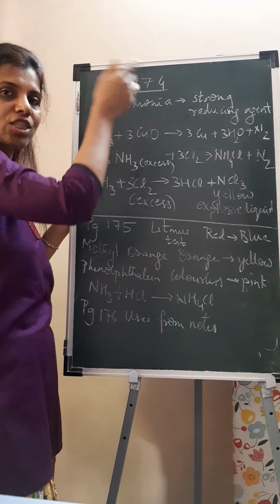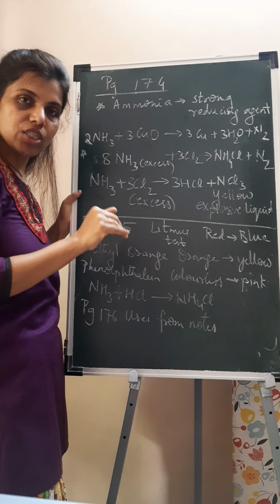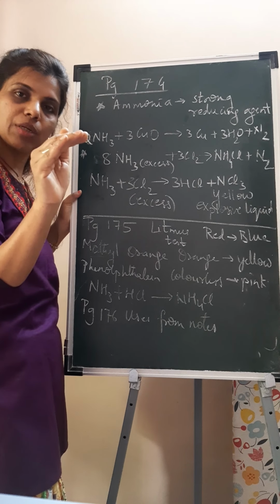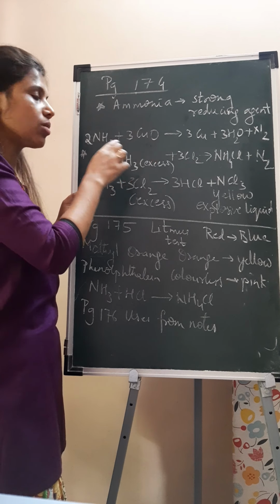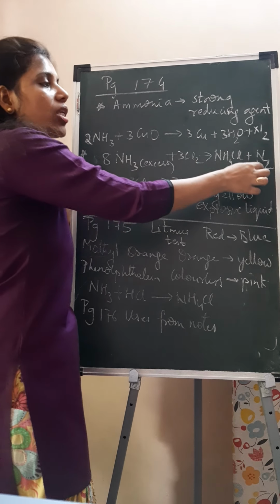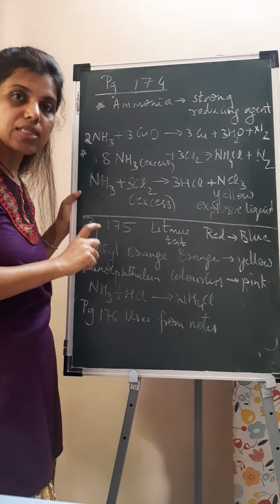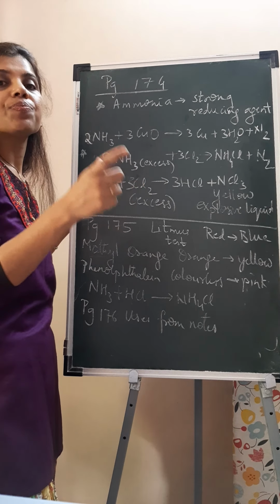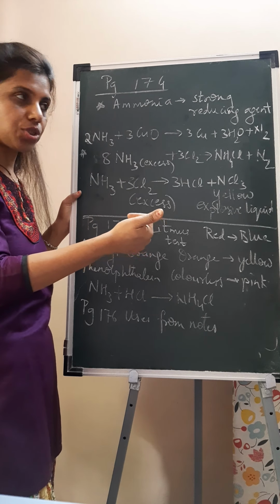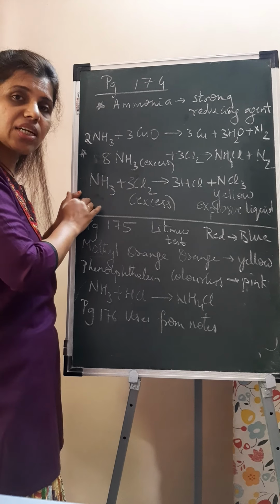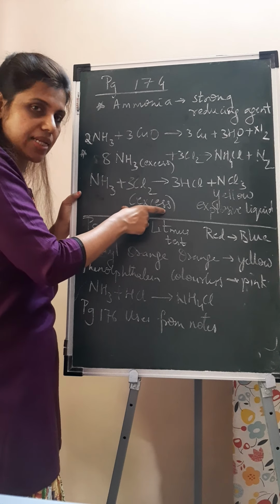Now in the first reaction, as I told you, ammonia is a reducing agent. It will undergo oxidation, meaning hydrogen will be removed, which will combine with chlorine. When this hydrogen is removed, only nitrogen is left. So the other compound formed is nitrogen. So remember, when ammonia is in excess, the products formed are ammonium chloride and nitrogen.